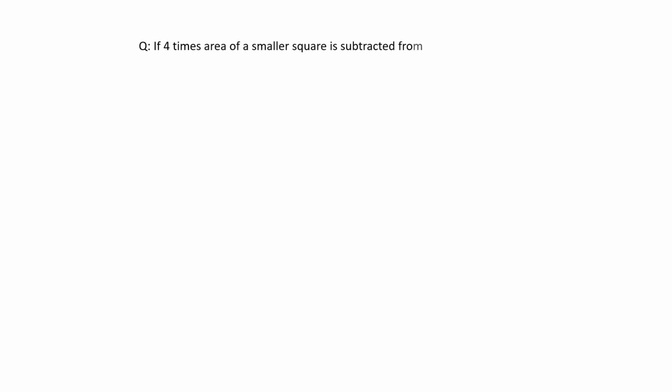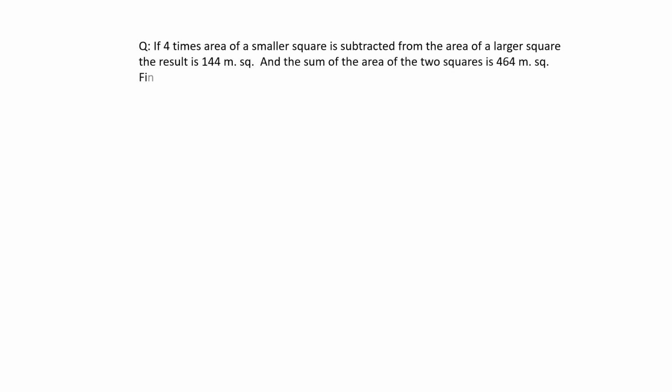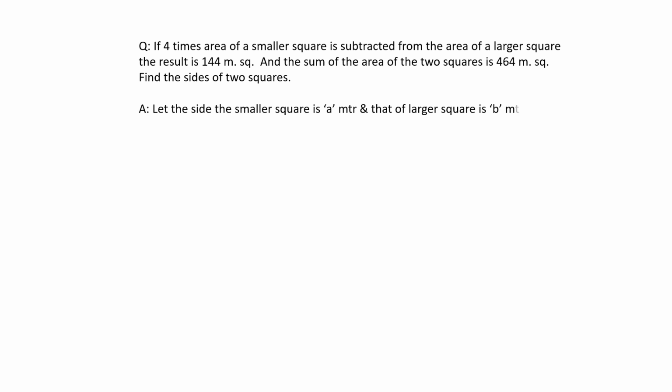If 4 times the area of the smaller square is subtracted from the area of the larger square, the result is 144 meter square, and the sum of the areas of the two squares is 464 meter square. Find the sides of the two squares. Let the side of the smaller square be a meter and that of the larger square be b meter. So the area of the smaller square is a square and that of the bigger square is b square.